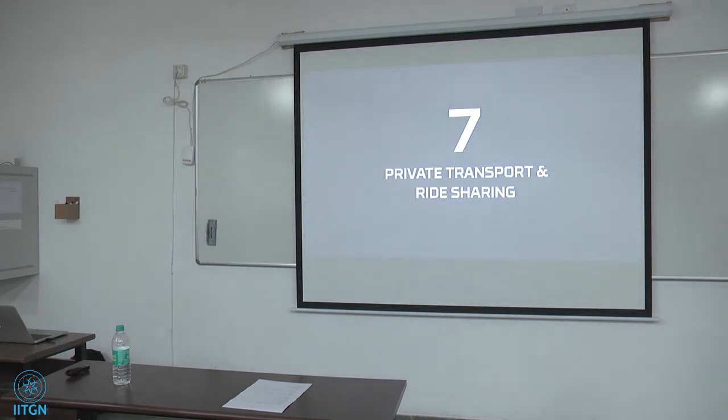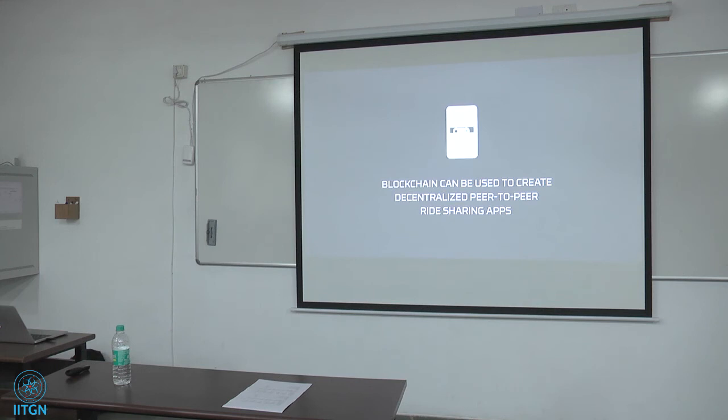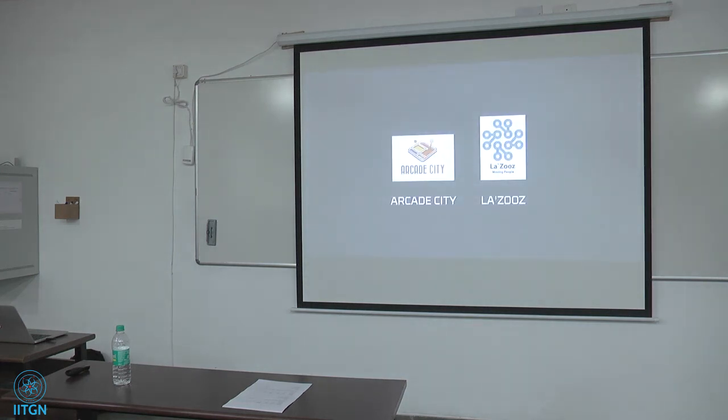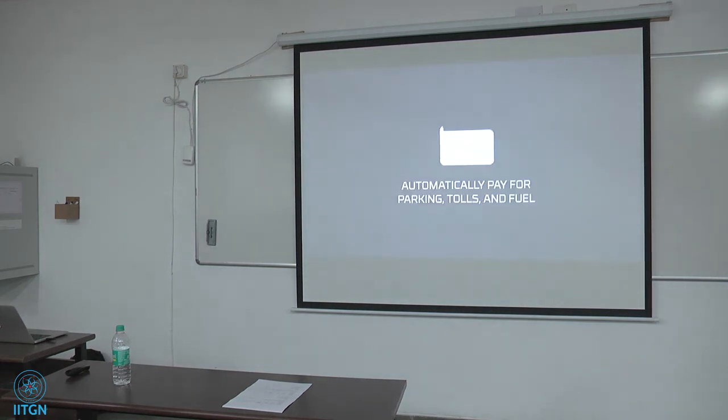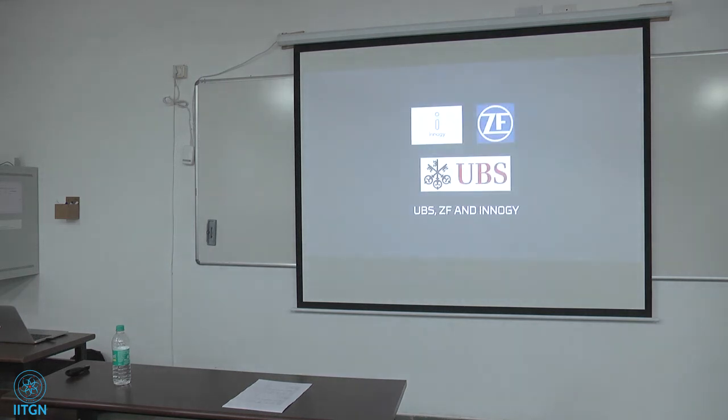Number 7, private transport and ride sharing. The blockchain can be used to create decentralized versions of peer-to-peer ride-sharing apps, allowing both car owners and users to arrange terms and conditions in a secure way without third-party providers. Startups working in this area include Arcade City and Lazus. The use of built-in e-wallets can allow car owners to automatically pay for parking, highway tolls, and electricity top-ups to their vehicle. UBS, ZF, and Innogy are some of the startups developing blockchain-based e-wallets.